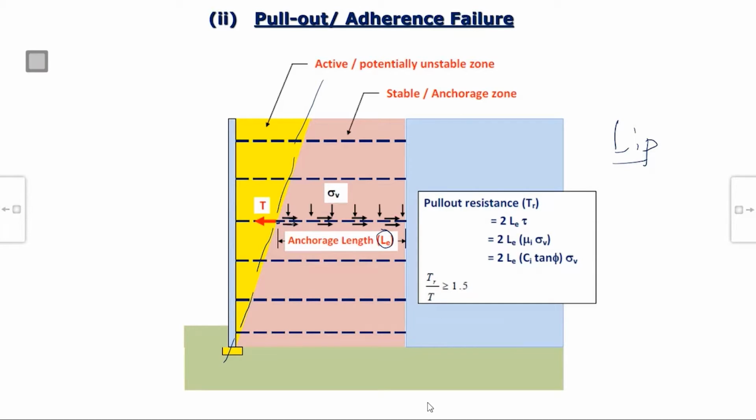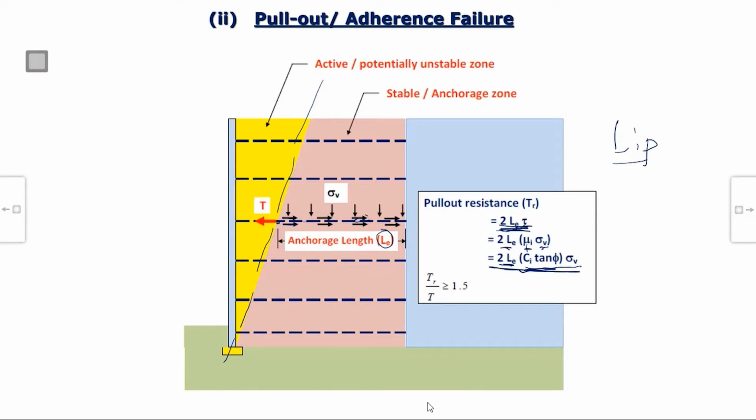Now on top and bottom, two places it is in contact with soil, so therefore 2 times LE, and tau is the frictional resistance or anchor between this strip and soil. So pull-out resistance will be 2 times LE into tau. Now frictional resistance will be the frictional coefficient times vertical stress, because frictional resistance is vertical stress multiplied by this. So 2 times LE, C tan phi, where C is the coefficient of cohesion, phi is the angle of internal friction, into sigma v. So this is the pull-out resistance.